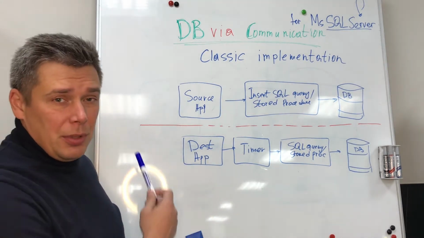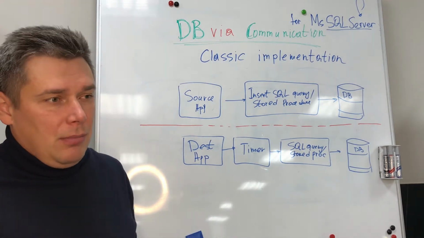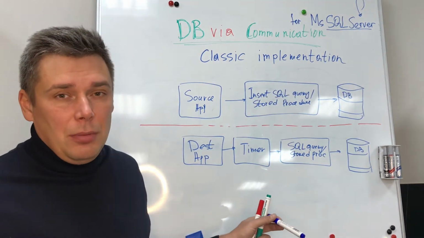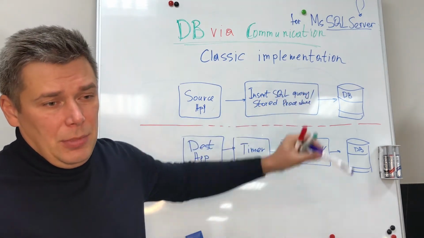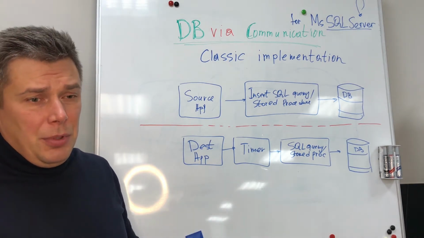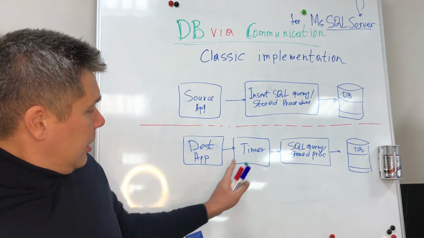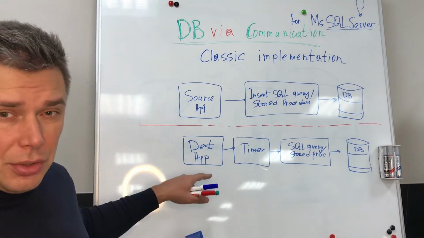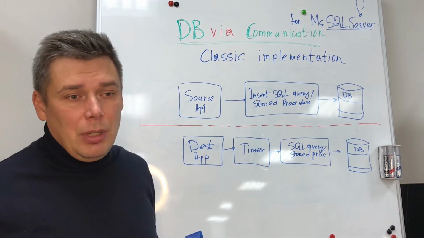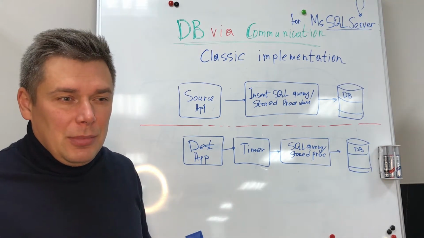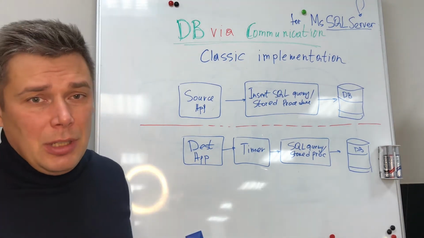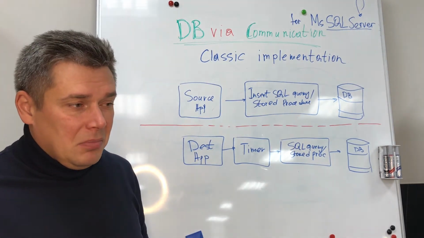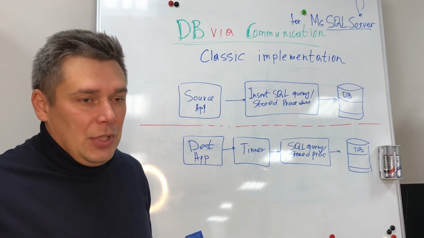Let's say we have a source application, and this source application, using a direct SQL query or some stored procedure, just inserts data into the database. That's all. We have a new record, you can process the data in a stored procedure, some triggers will execute, but nothing more. Your destination application will know nothing about this new record until it uses a similar query or stored procedure, by some timeout, using a timer or some interval, to poll the database. It sounds like: give me an update, give me an update, give me an update. The solution is not beautiful.